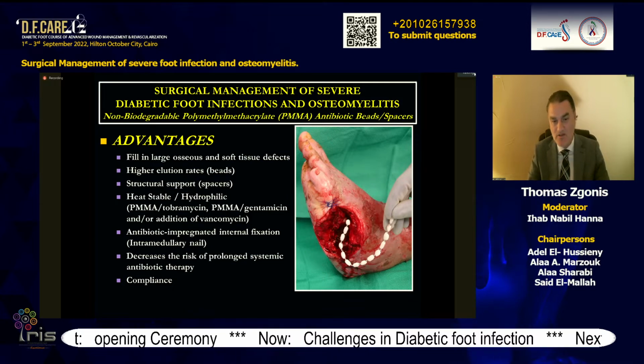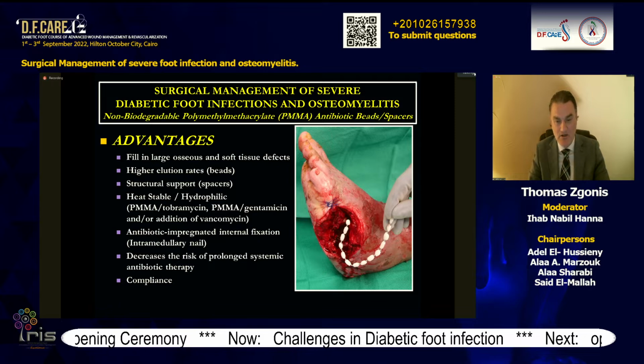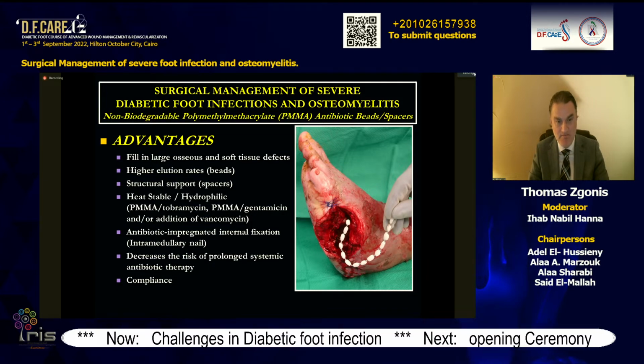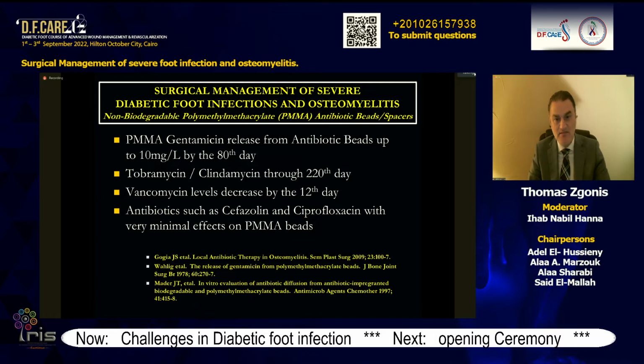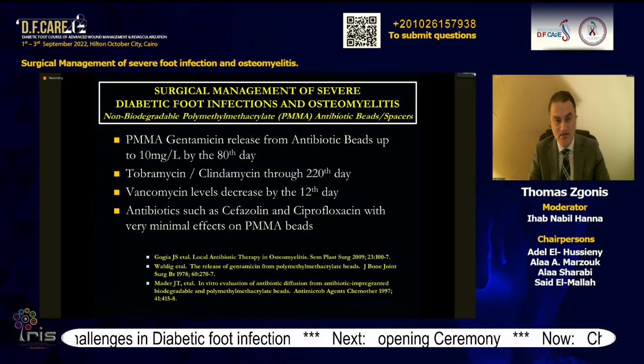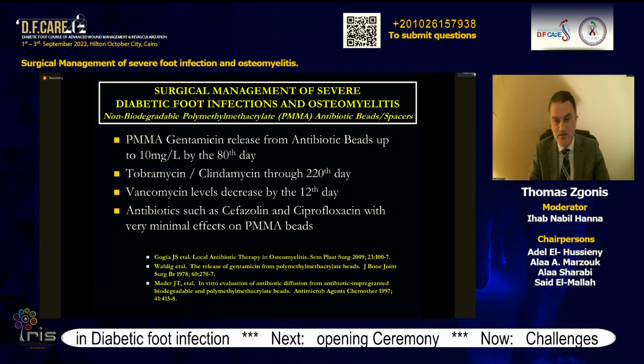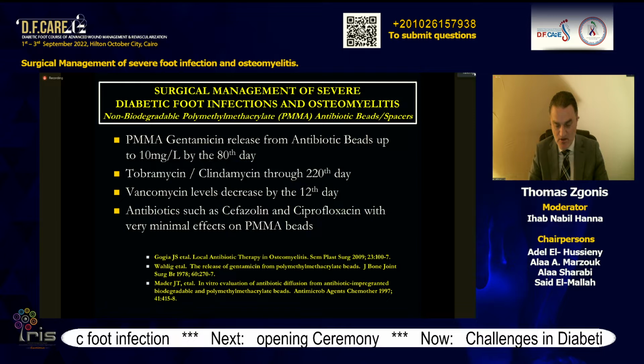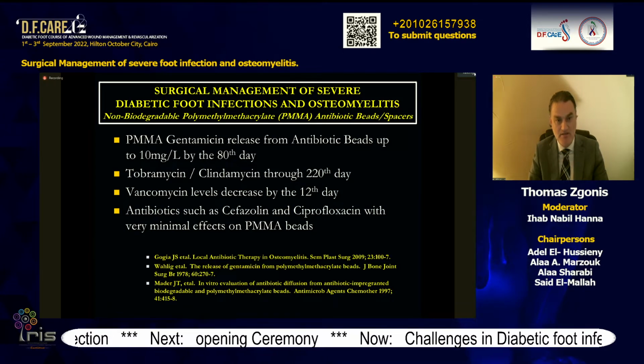The most common one commercialized is the gentamicin and tobramycin. You can also add vancomycin based on your intraoperative cultures, and it has better compliance and also decreases the risk of prolonged systemic antibiotic therapy. So the gentamicin, as you see here, can last up to 3 months, up to 90 days, released from the antibiotic beads or spacers. And you can see the vancomycin levels decrease by the second week, on the 12th day. Some other common antibiotics are cefazolin and ciprofloxacin, very rarely used for antibiotic cemented beads or spacers.